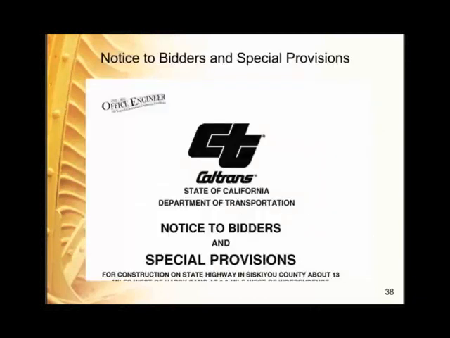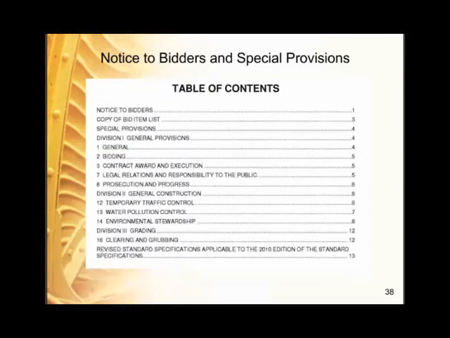Here is an example of a notice to bidders and special provisions. This is a cover of a previous contract. Here's a table of contents that you would see within the book. And notice that the revised standard specifications are in the book. They are the last item referenced in the book in the table of contents.